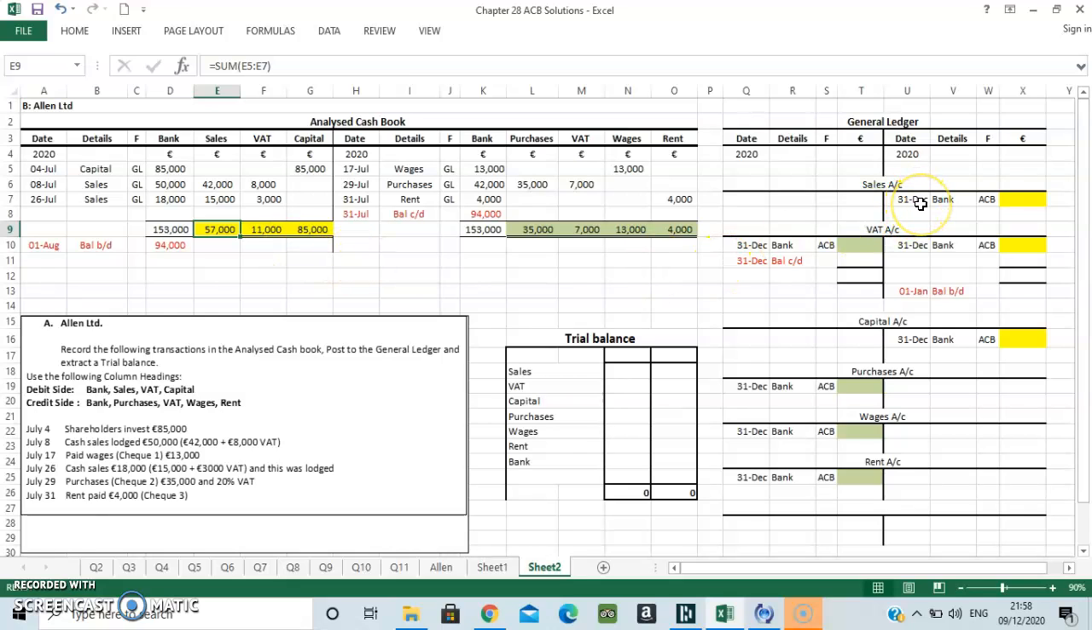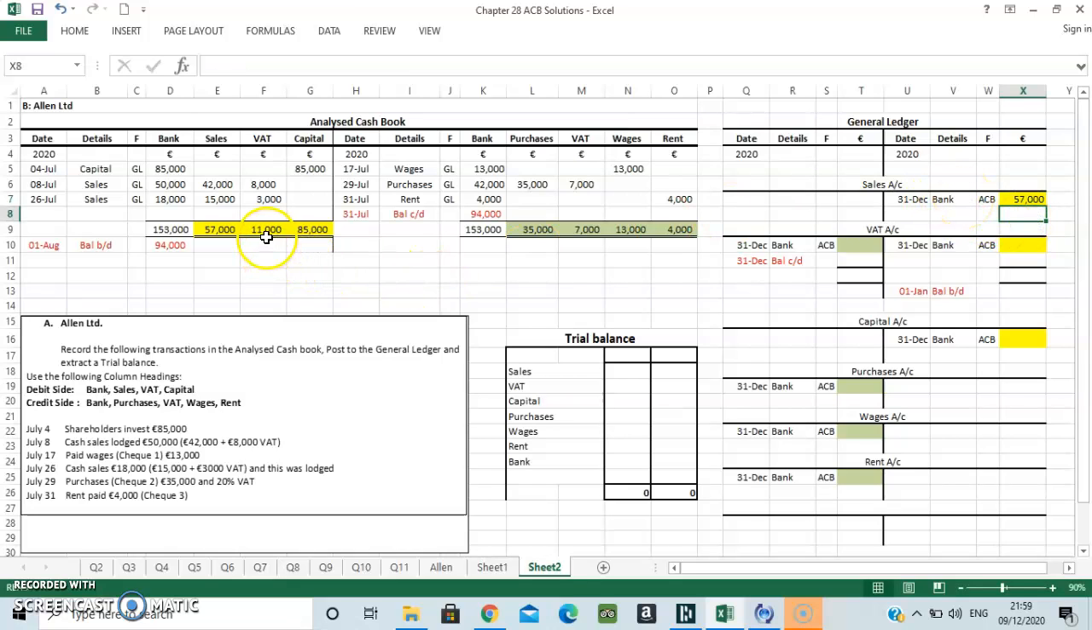The date is the end of the year, or the end of the month, it doesn't matter. The details is bank, coming from the Analyzed Cash Book. The folio is ACB, coming from the Analyzed Cash Book. In fact, this is why GL is the folio here, because it's cross-referencing back to the general ledger. And the amount is 57,000, so we put 57,000 on the credit side of our sales account.